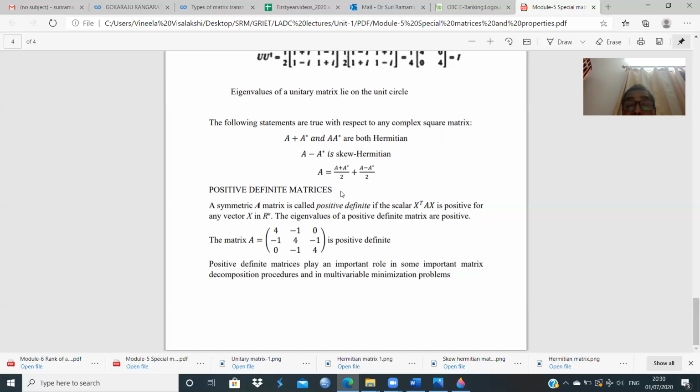But positive definite matrices play an important role in some important matrix decomposition procedures like the Cholesky decomposition and in multivariate minimization problems.